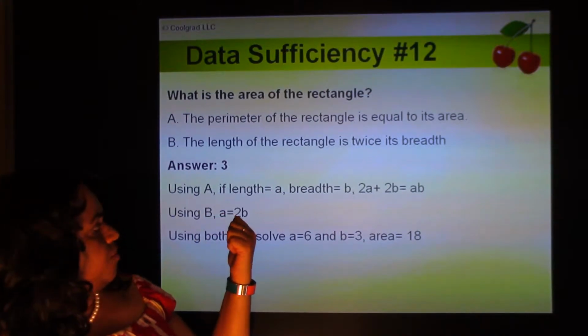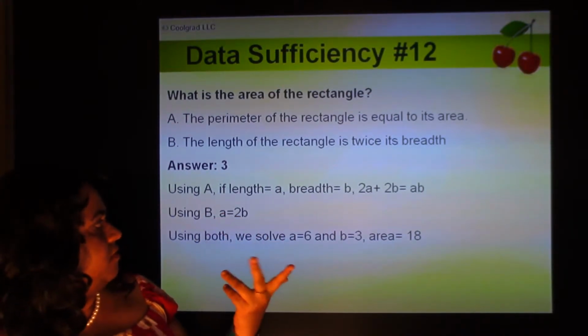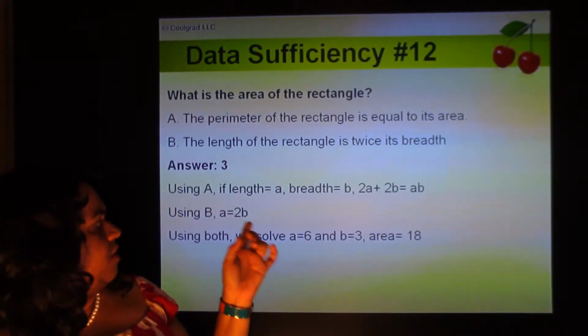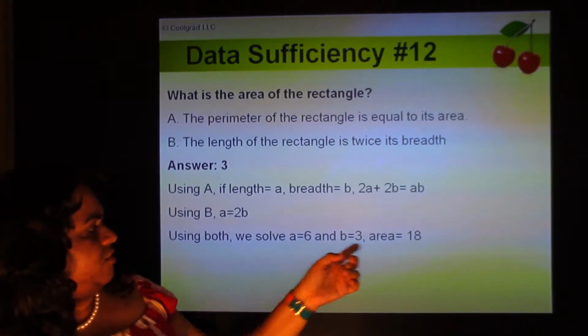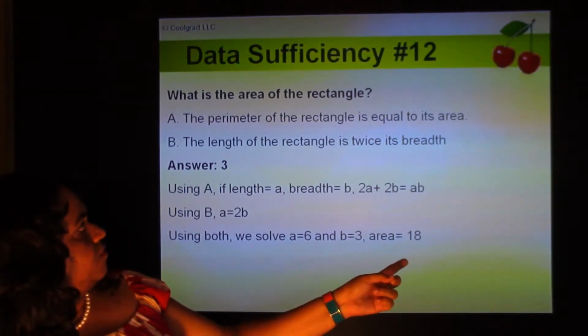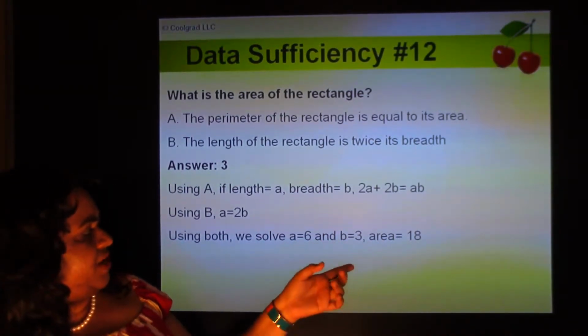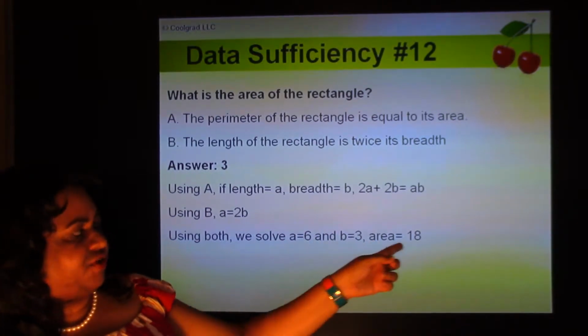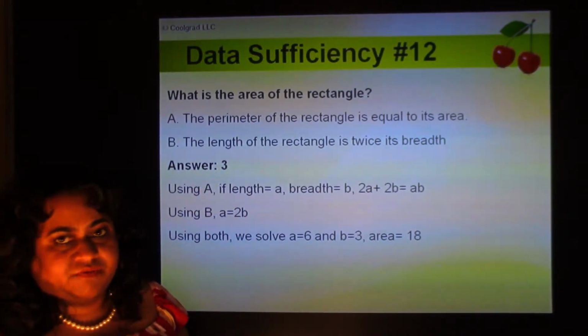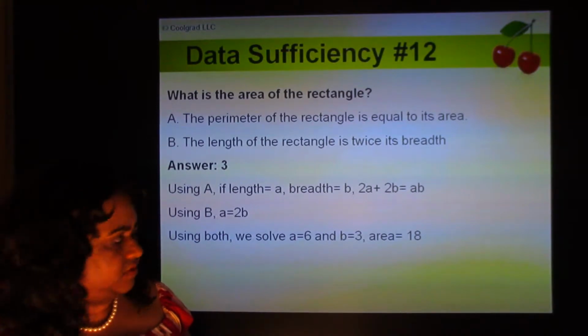And A is equal to 2B, but we don't know anything about the perimeter and the area. So using both together, we get a unique solution. So A is equal to 6, B is equal to 3, and the area is 6 times 3, that is 18. So option 3, we need both the statements to answer this question.